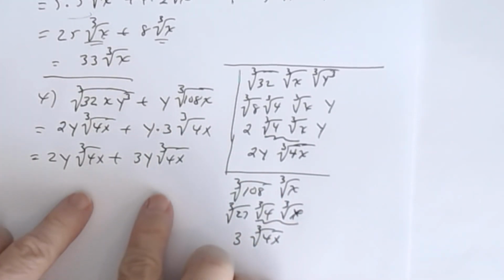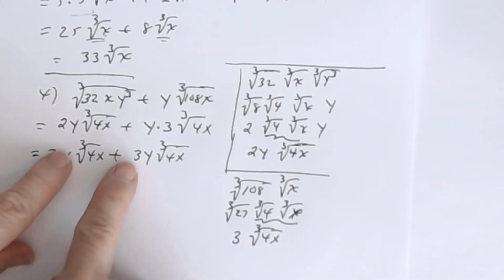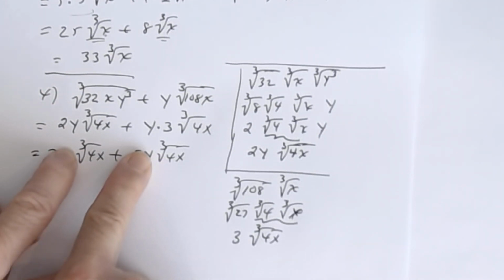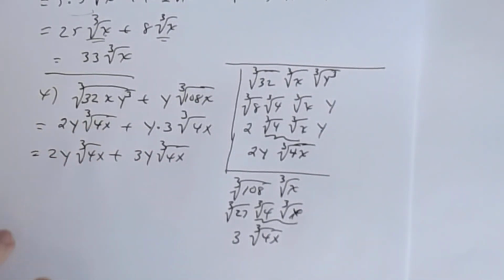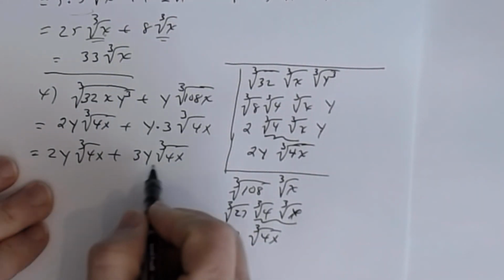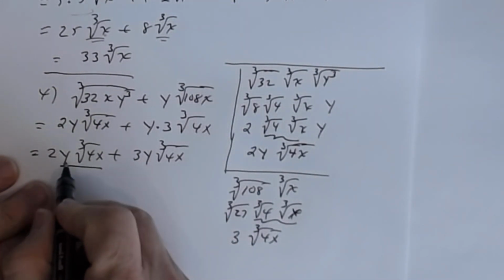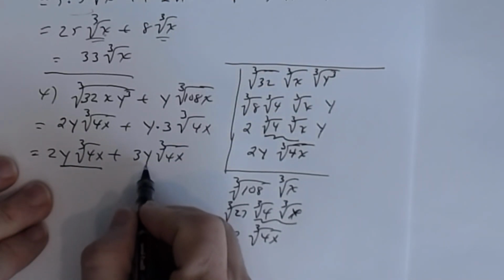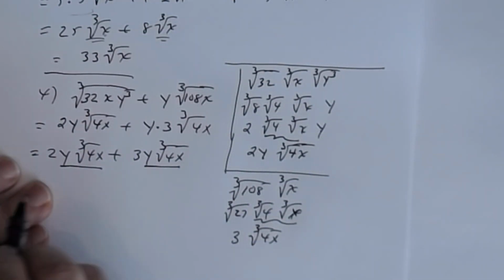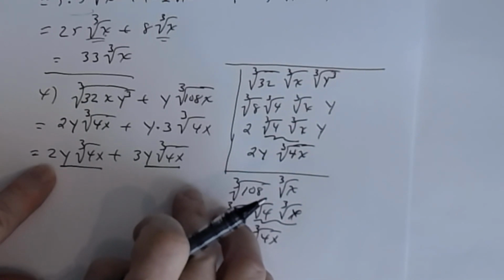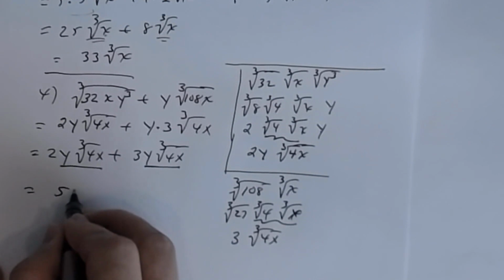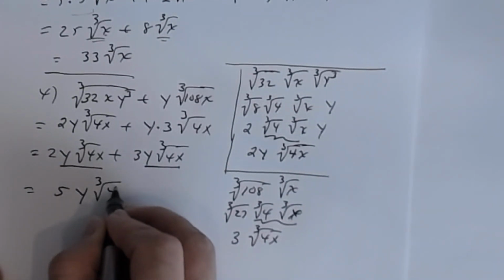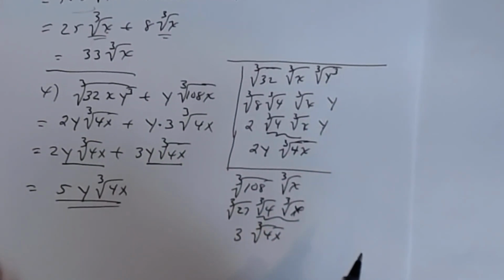Now, those are like terms, and you've got to understand the reason they're like terms is not just because of that cube root of 4x. Whenever you have some extra variables involved outside of the radical, you've got to consider those also. So notice I have y to the first and a y to the first. So I have y cube root of 4x and another term with y cube root of 4x. So those are like terms. I have 2 here and a positive 3 here, so I have 5 altogether. So I have 5y cube root of 4x. And there's your answer.